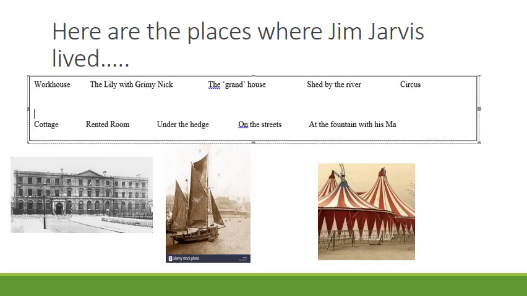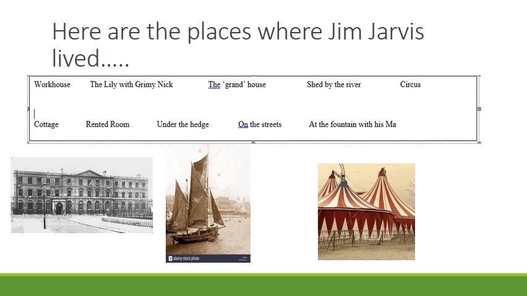Okay, so here are the places where Jim Jarvis lived. So the workhouse was one place, the lily with Grimy Nick, the grand house, shed by the river, circus, cottage, rented room, under the hedge, on the streets, at the fountain with his ma. So these were all the places where Jim Jarvis actually went. Now you have to create a short story map. You've read the story so far. You have to create a short story map of the places where Jim Jarvis lived.